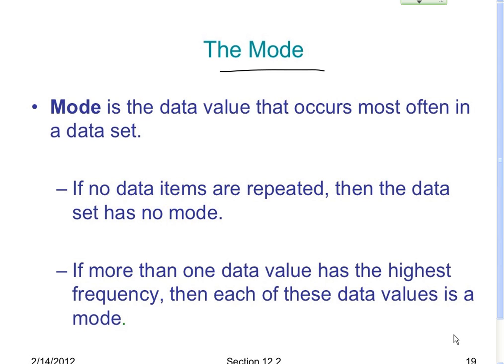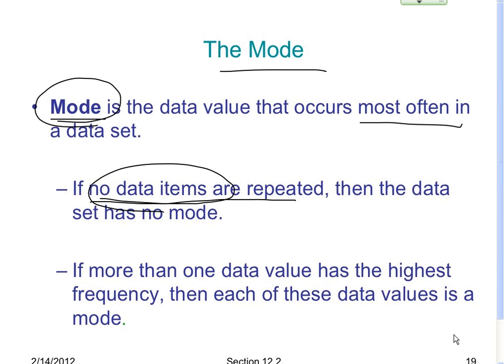The mode, that's the number that occurs most often. Now, with the mean, there's always going to be a mean. Whatever your number said, you're always going to have a mean. Median, you're also always going to have a median. Mode, you're not necessarily going to have. If there's no repeats, no repeated data items, there's no mode.